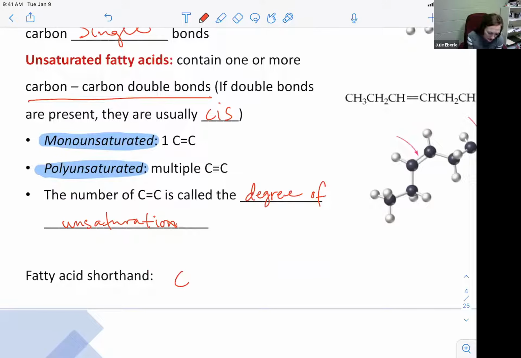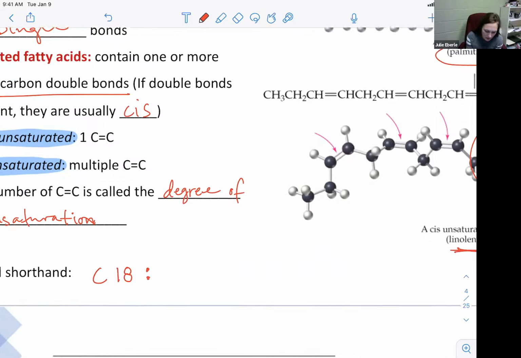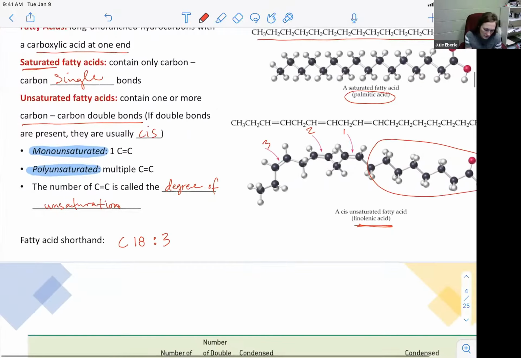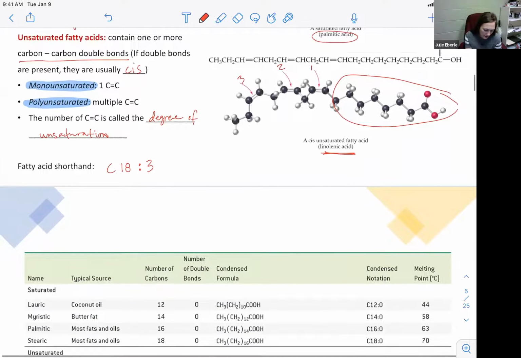So in linolenic acid, if you count up the black spheres, you count 18 carbons. Then we put a colon and we write the number of double bonds. For linolenic acid, all these pink arrows, we've got 1, 2, 3 double bonds. So then we just write a 3. So if you see this shorthand notation, C18, that's the number of carbons, colon, whatever the number is after the colon is the number of double bonds, okay? And that is what you see right down here on this table.